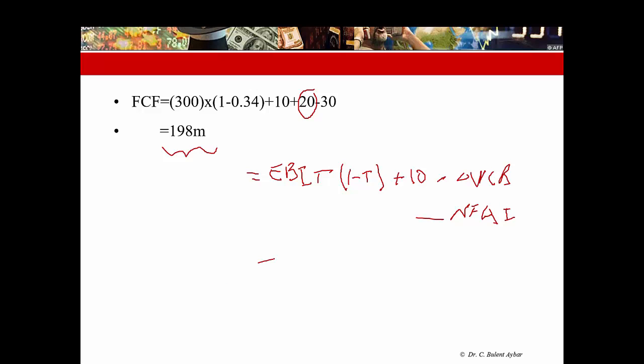So if we plug the numbers in here, I'm going to use only this part in here after this part. I'm not going to repeat this. So plus 10 is the depreciation minus 20, which is going to become plus 20 as it is in here, and then we have minus 30. So altogether, this adds up to $198 million of cash that is available to both creditors and shareholders.